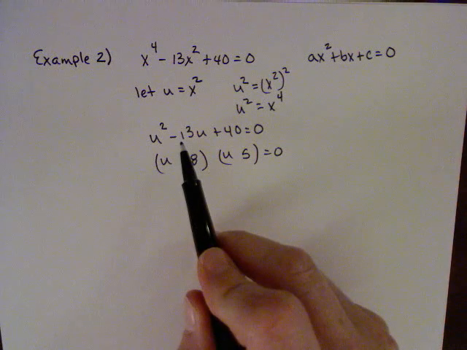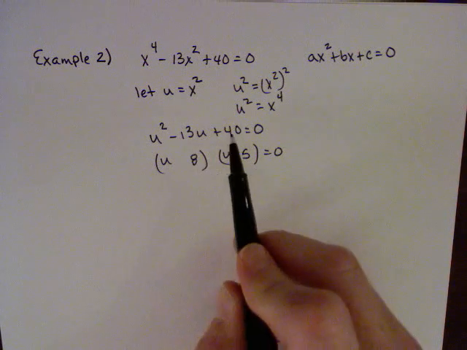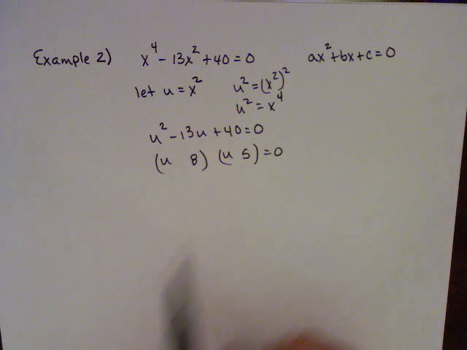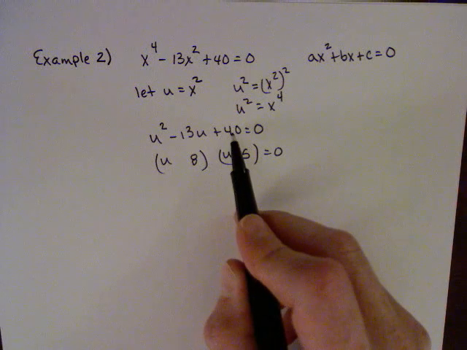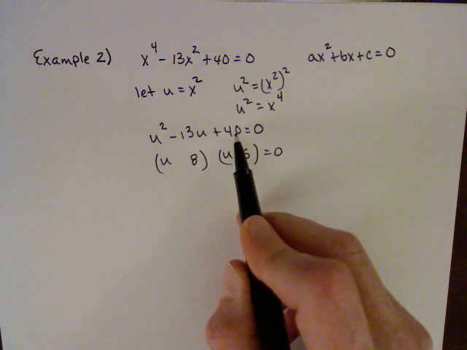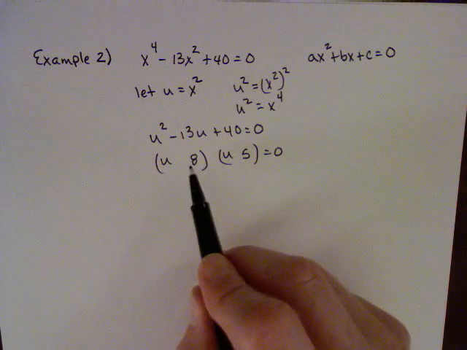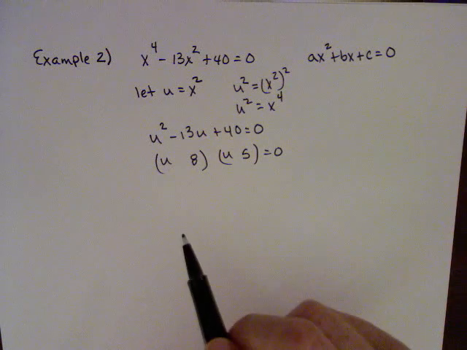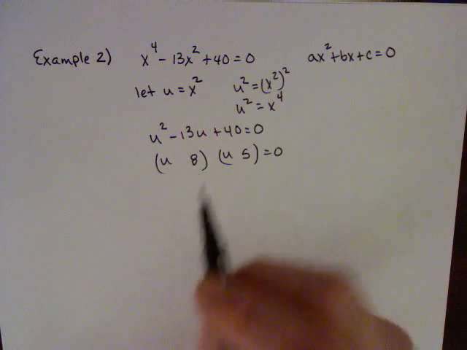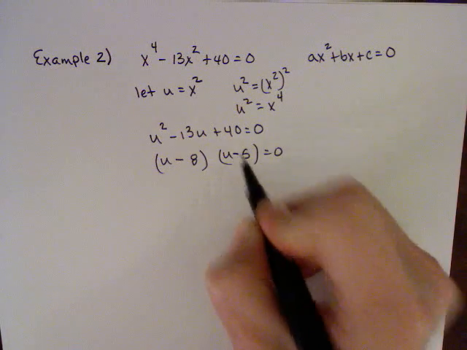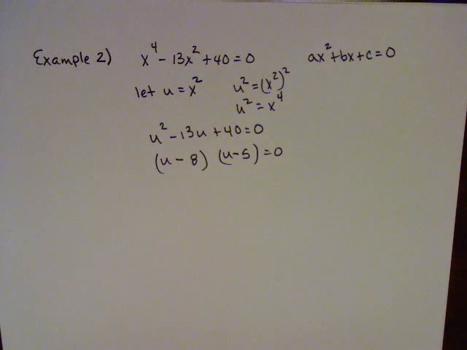Notice we need a negative 13 to add to and a positive 40 to multiply. Because we need to have a positive number to multiply, our signs need to be the same. A negative times a negative is a positive, and a positive times a positive is a positive. Since our middle term is negative, both these factors have to have a negative sign in them.